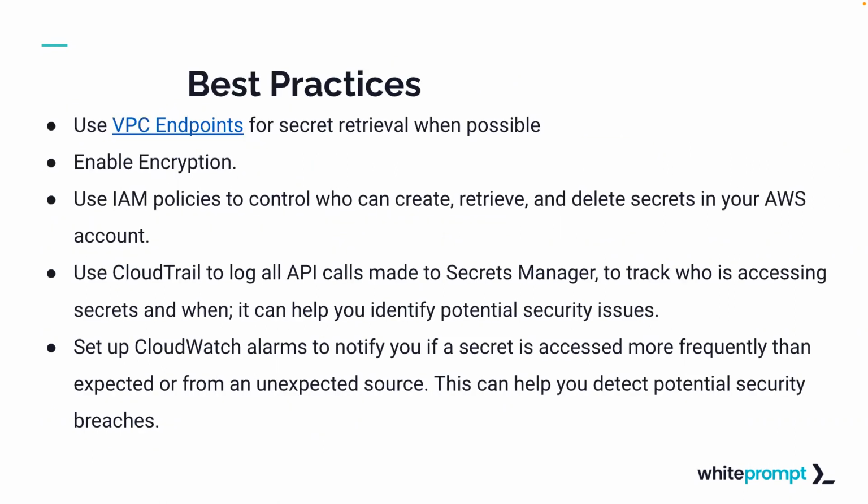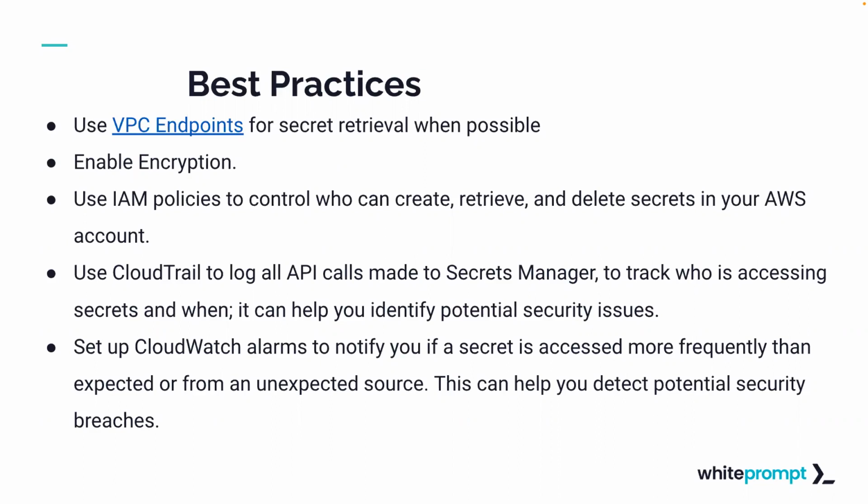Well, the best practice when using Secrets Manager is to try to use VPC endpoints for secret retrieval. This makes sure that the traffic when you are retrieving the secrets goes within the AWS network infrastructure, and you are not charged for outbound internet traffic. Also, make sure to enable encryption using either the default KMS credentials that you have, or you can create a custom one for secret management.